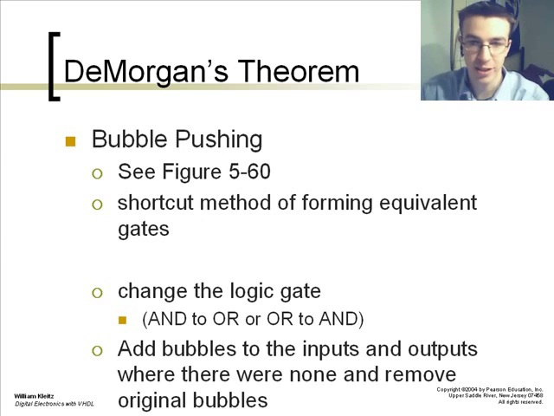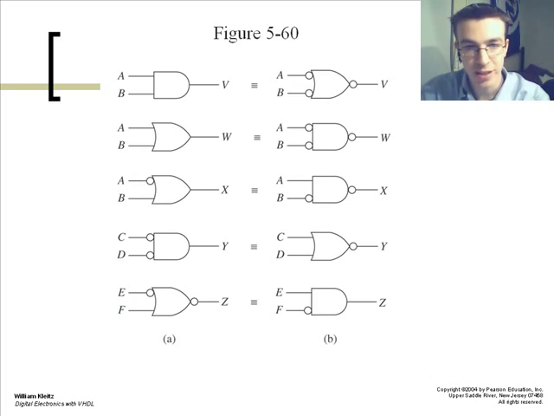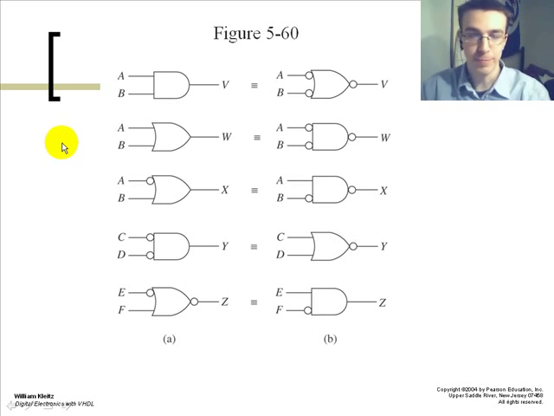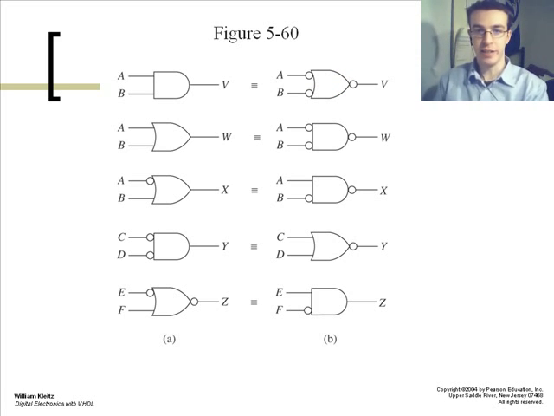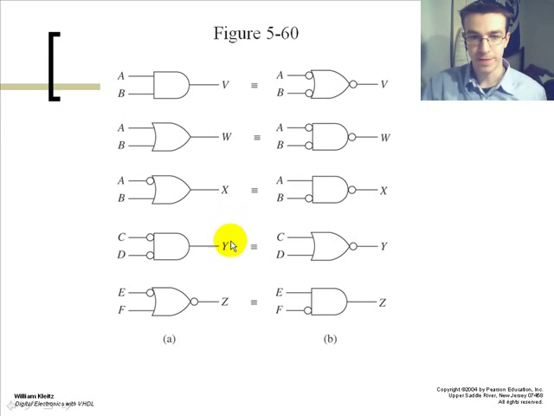Bubble pushing. This is shown in figure 560. It's a shortcut method of performing equivalent gates. This is an example of bubble pushing. You have your regular AND gate here, and you put 3 bubbles and change the gate type to an OR gate. And as follows, with the following 4 examples, you take the original gate, put bubbles on it, and switch the gate to its opposite, from OR to AND.